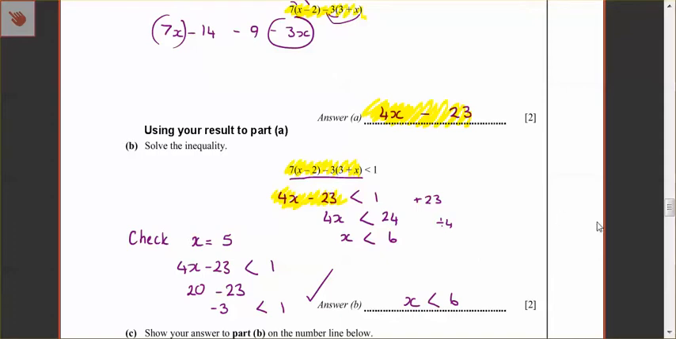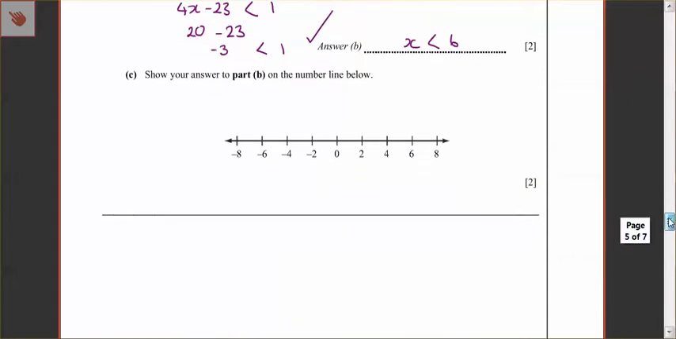Any questions on that? Okay. Show your answer on a number line. We did this, all these bits of paper lined up. So x is less than 6. We should have an open circle and an arrow going that way.